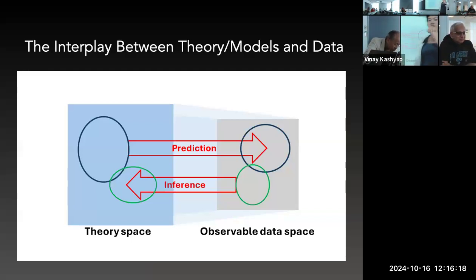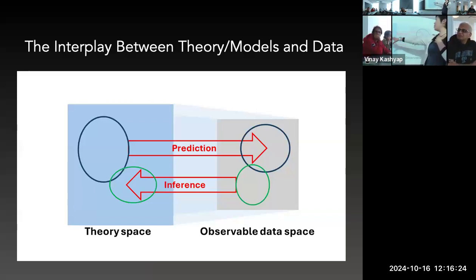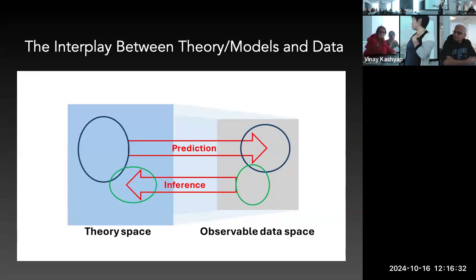Here is a schematic of the interplay between theory and data. Given a theory, you can make predictions on the data, and given data, you can make inferences or constrain or test your theory. I refer to the prediction problem as the forward problem, and what we're interested in this talk is the inference or inverse problem. The direction is important; it's not symmetric.